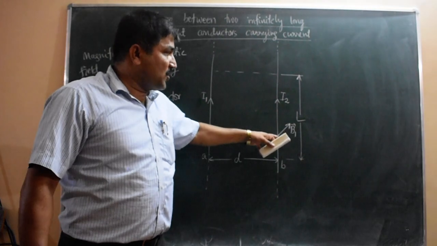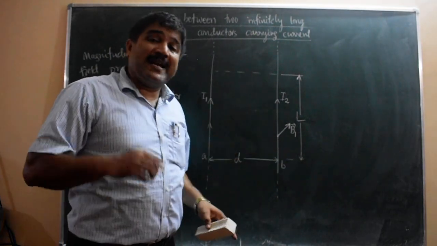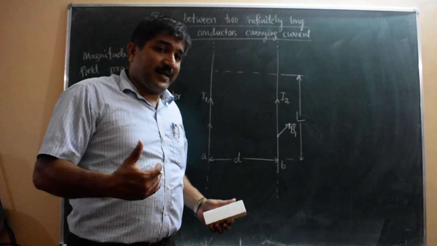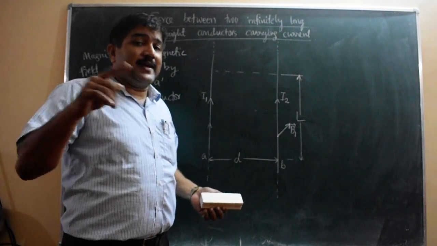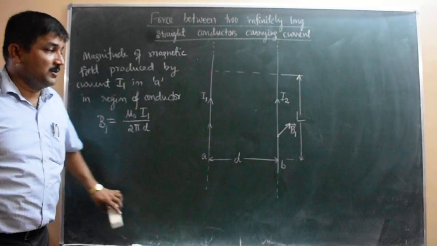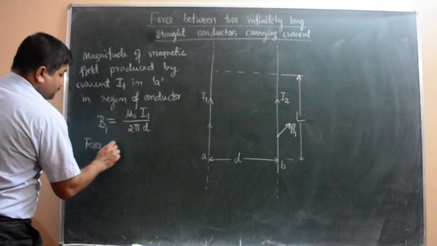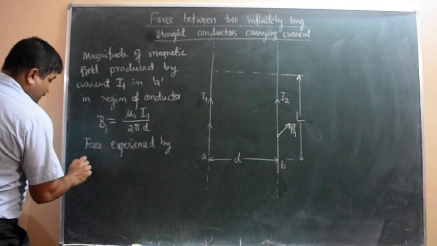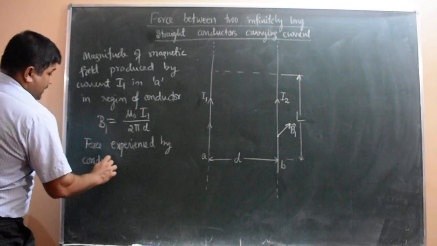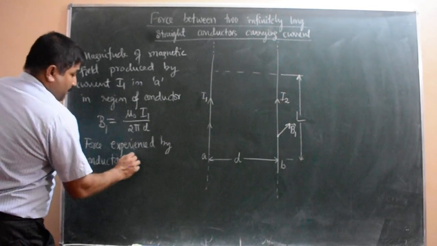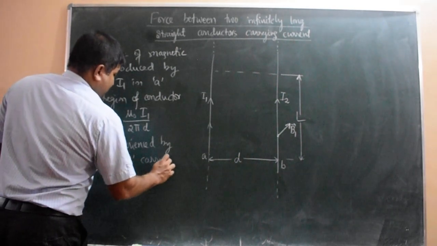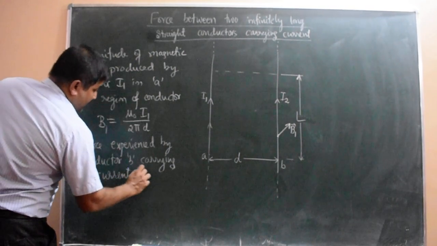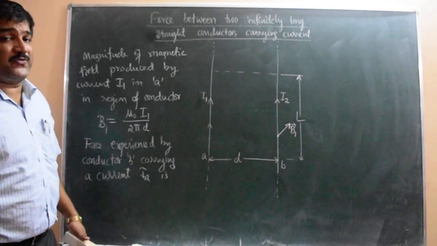Now there will be some force experienced by the current carrying conductor when placed in the magnetic field. What is the force experienced by a current carrying conductor when it is carrying a current and placed in the magnetic field? That is BIL sin theta. Okay, so that formula we know. So the force experienced by the conductor B carrying current I2 is given by, so what is the expression for the force?